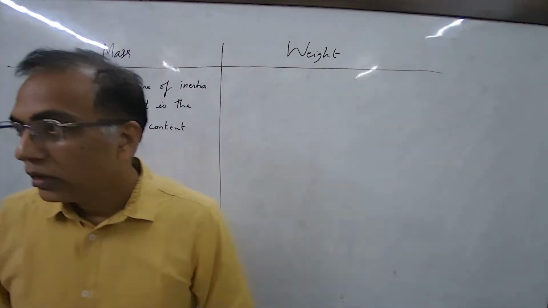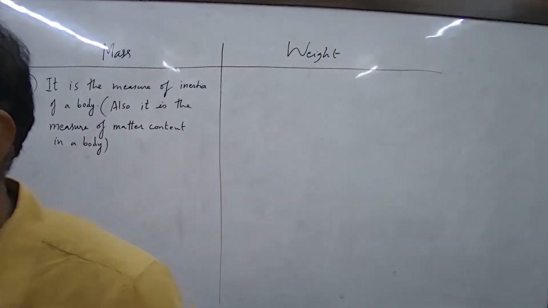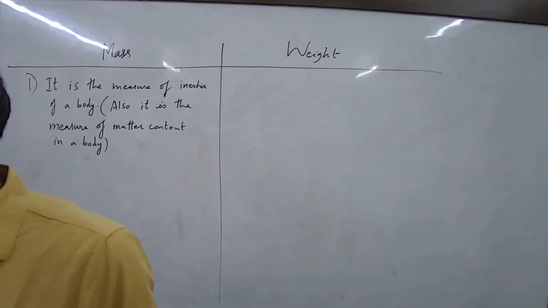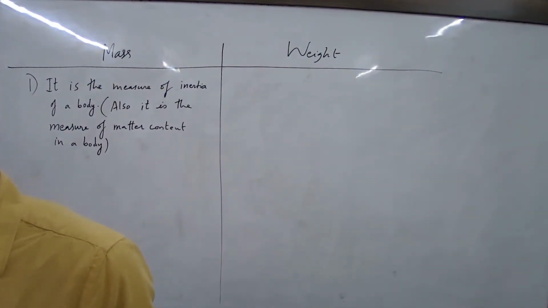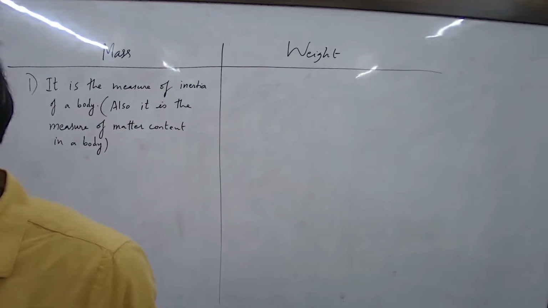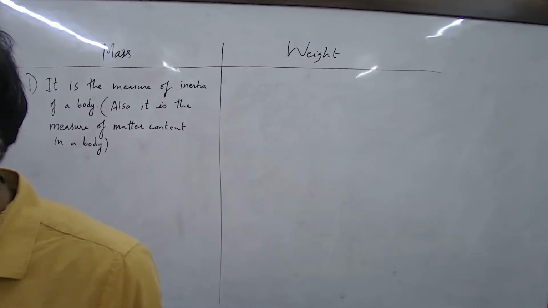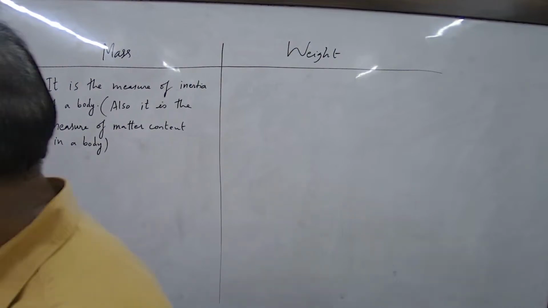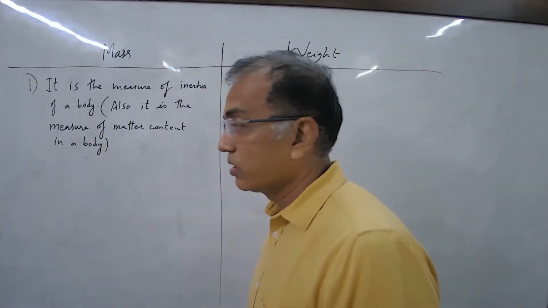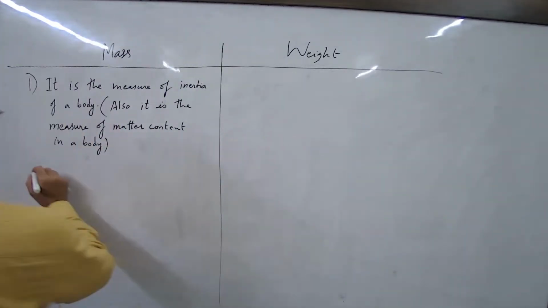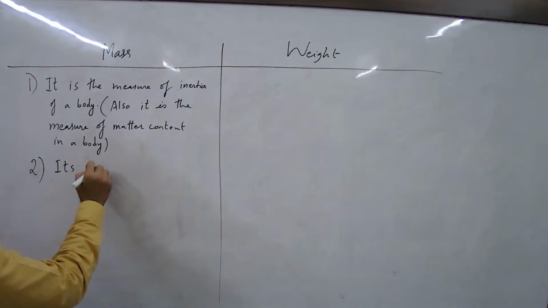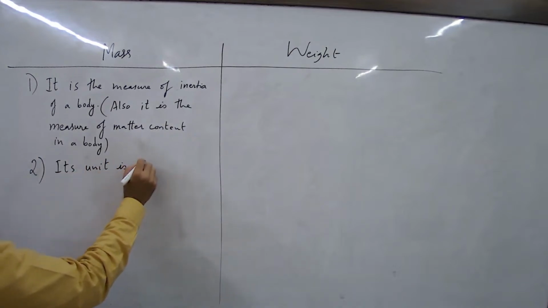Let's say water. Water is made up of water molecules. So 100 water molecules will have less mass than 1000 water molecules. Like that, it's the measure of matter content, that is mass. Its unit is kg.